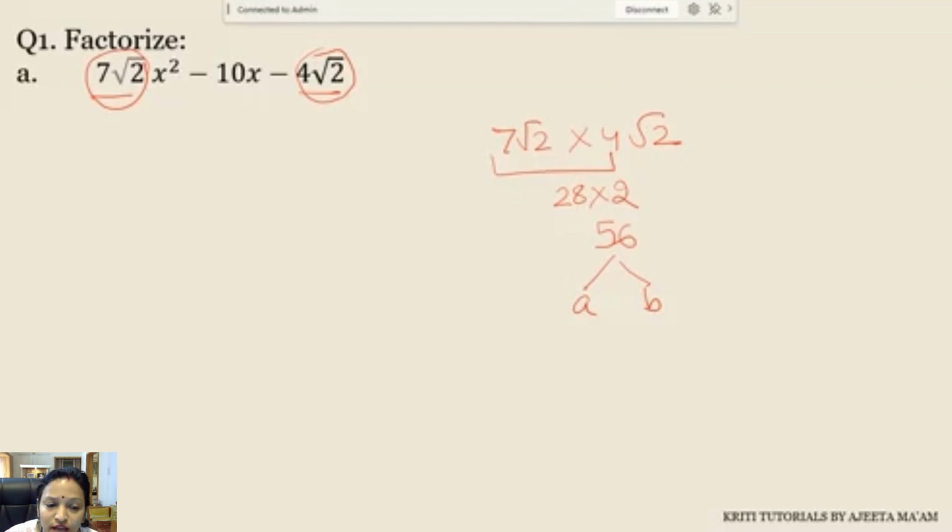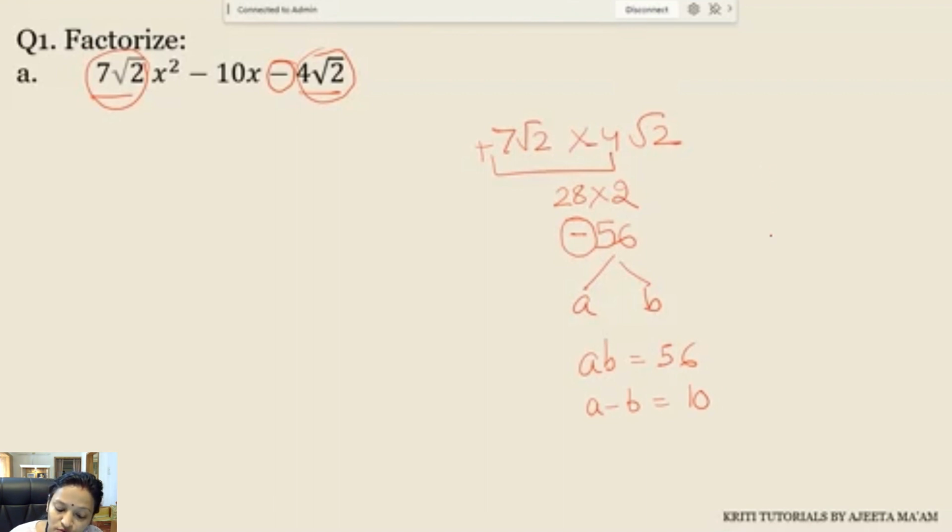Now you have to check the product of two numbers is 56. And if you check the sign, the product 7 root 2 is positive and the other term is minus 4 root 2. So the sign is minus. So we have to think of two numbers whose product is 56 and whose difference is 10. Don't take minus 10, that will be more confusing for you. Just ignore the sign of the middle term. So here A minus B is 10 and AB is 56.